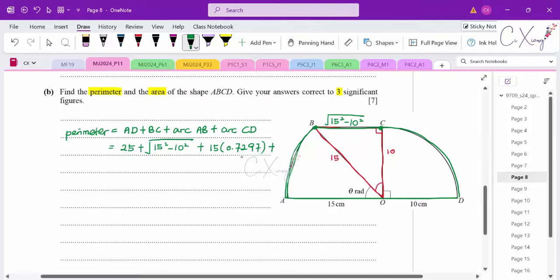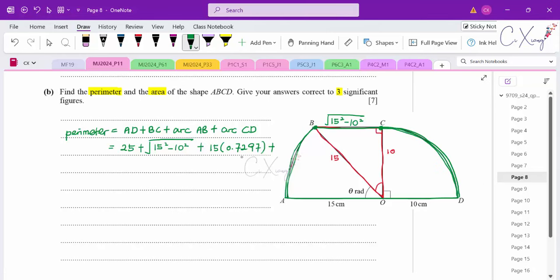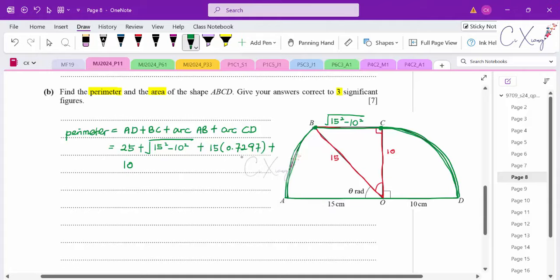Then plus, what is next? Next is the arc CD. So for the arc CD here, if you are aware, you can see that it is a quarter of the circle. How to find out the quarter of the circle? Okay, so you can use 1 over 4 multiplied with 2 pi r. Then some students just want to directly use r theta also. So if you want to use r theta also can, where r is 10, your theta for this part is pi over 2.